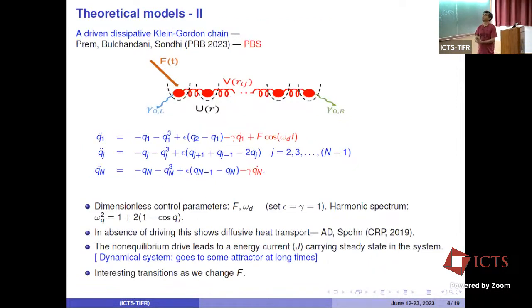The model I will talk about is not exactly this. There was a further paper by Vinay Prem, Vir Bulchandani, and Shivaji Sondhi, where they looked at a slightly different model, again trying to understand the same setup. It's a completely classical model, and this is the model. It's a one-dimensional chain. Inside you have an on-site potential, which has a quadratic part and a quartic part, and the interparticle interaction is just harmonic.